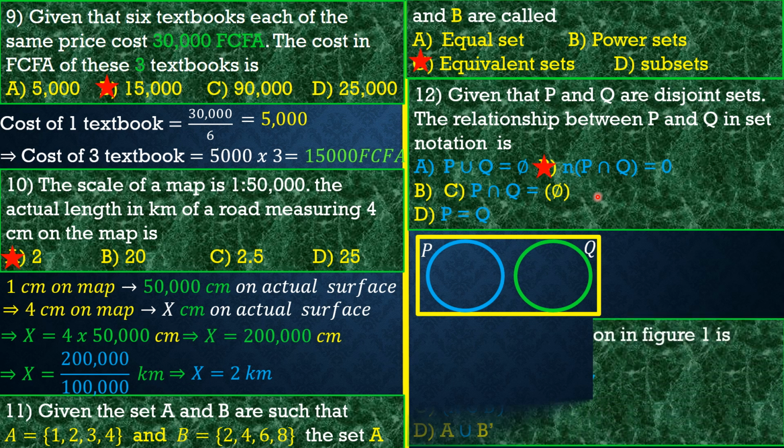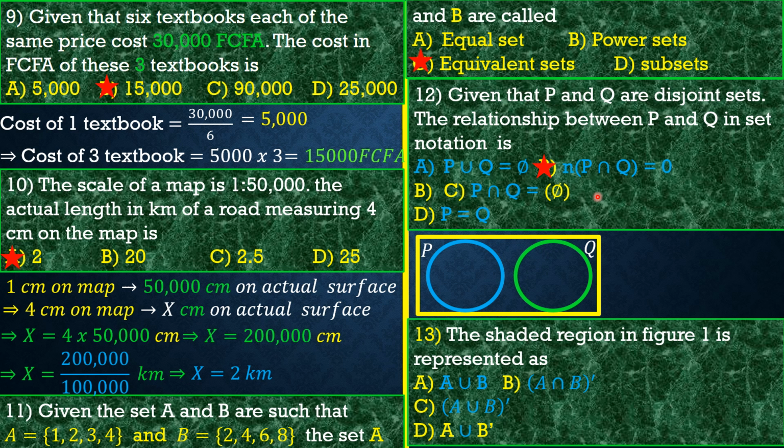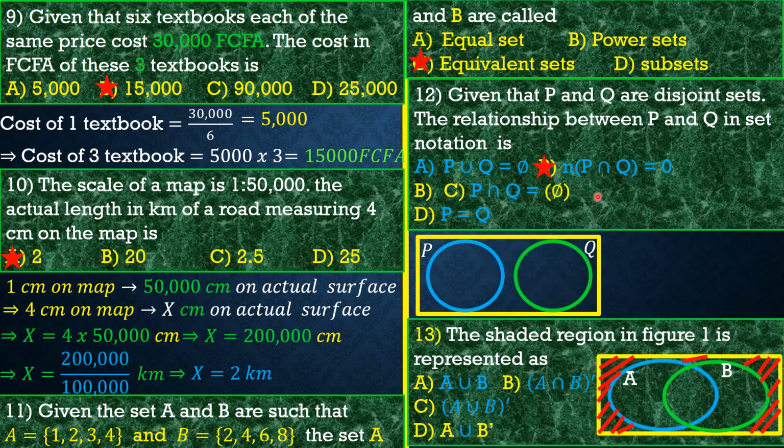The next question, question 13, which says the shaded region in figure 1 is represented as, okay, so guys, let's watch. They shaded everywhere outside, excluding the two sets in general, including the two sets independently. Okay, so guys, how can we describe the entire set A and B? It is simply A union B, right? That's a combination of both A and B, so it is A union B. But they shaded something that is not it, right? Something that is in the universal set but not it. So what do you think, guys?